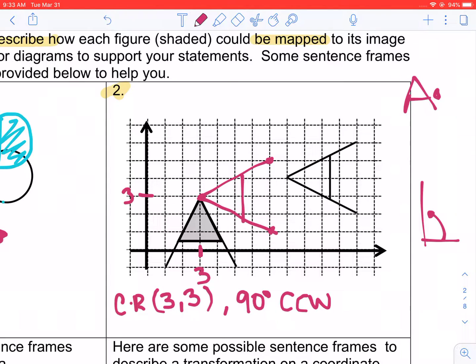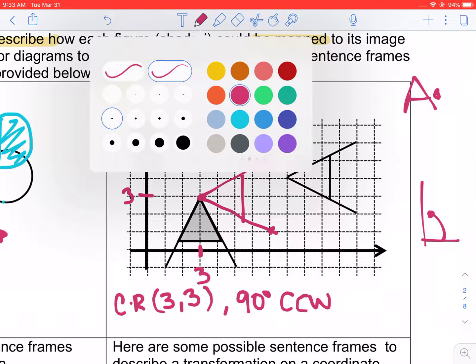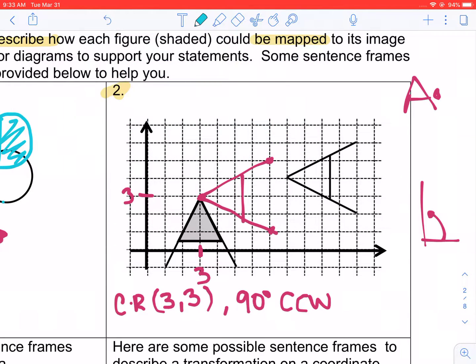But that's still not the same, because I need to move this A to this section in here. So what I'm going to do is make this point in here. That means that I have to move 1 unit up, and then I have to move 1, 2, 3, 4, 5 units right.